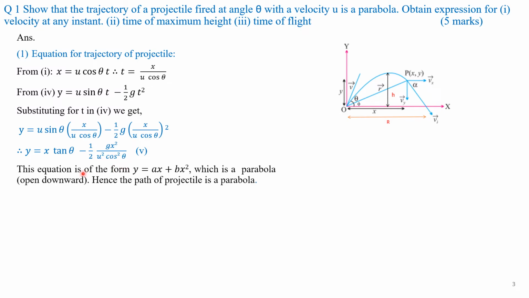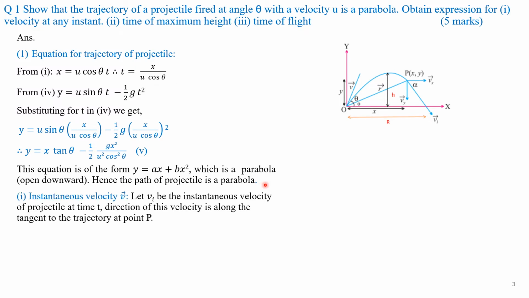This equation is of the form y is equal to ax plus bx square. See here, x term is here, ax plus bx square, which is a standard equation for a parabola open downward. Hence, the path of projectile is a parabola. The first part of the question is thus answered.